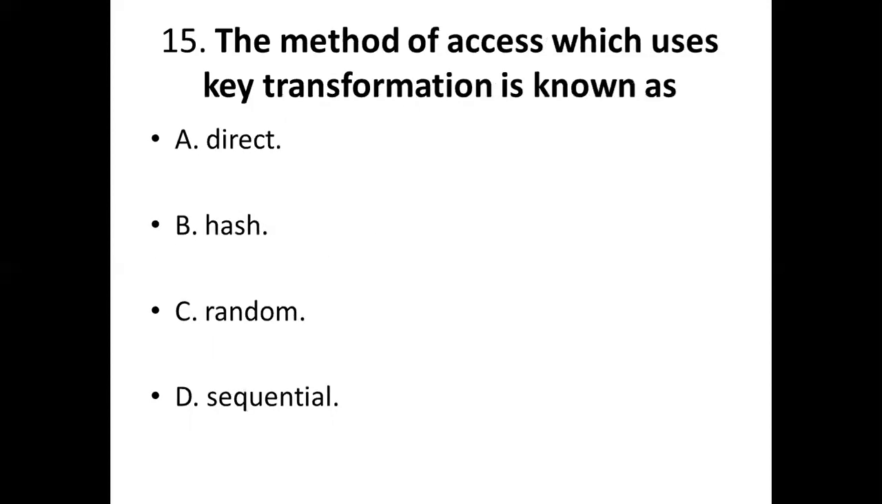15th bit: The method of access which uses key transformation is known as: option A, direct; option B, hash; option C, random; option D, sequential.